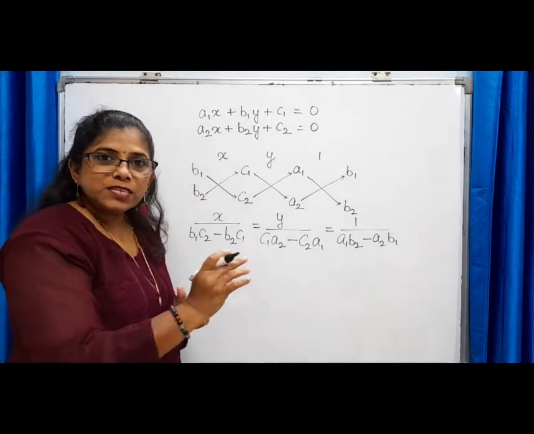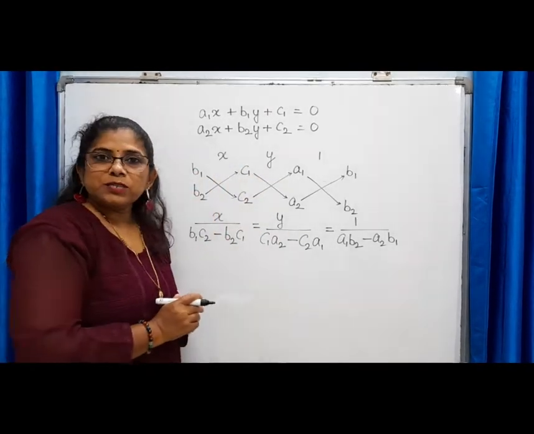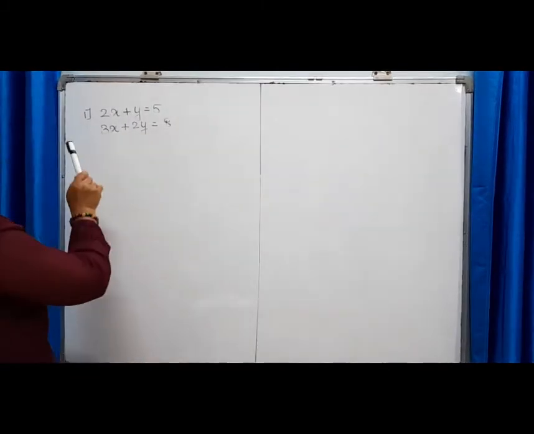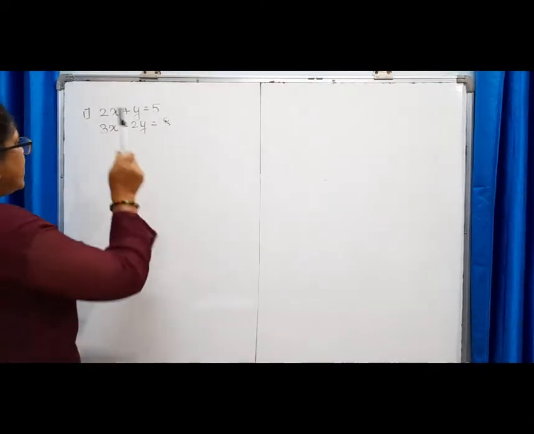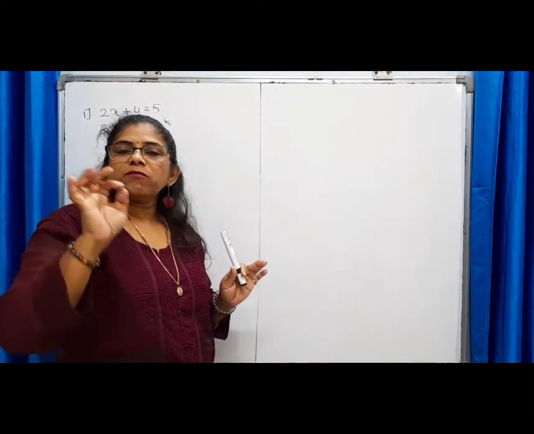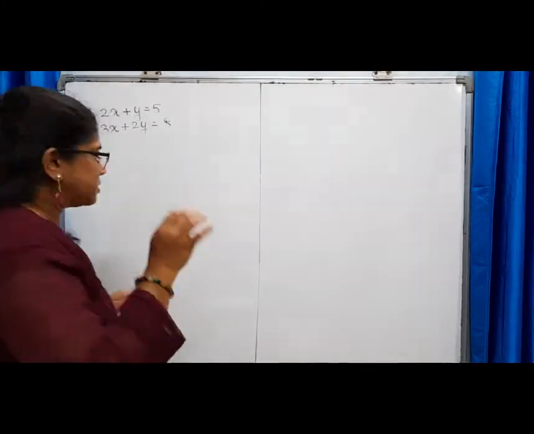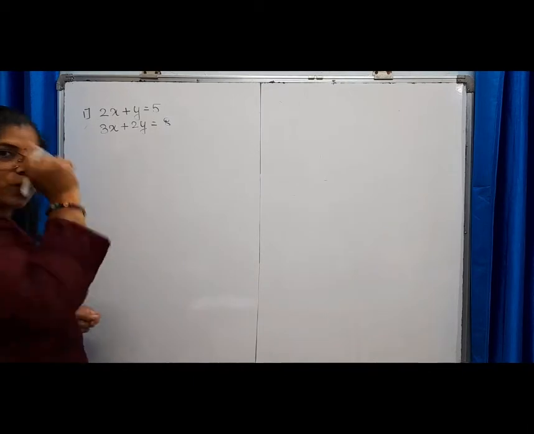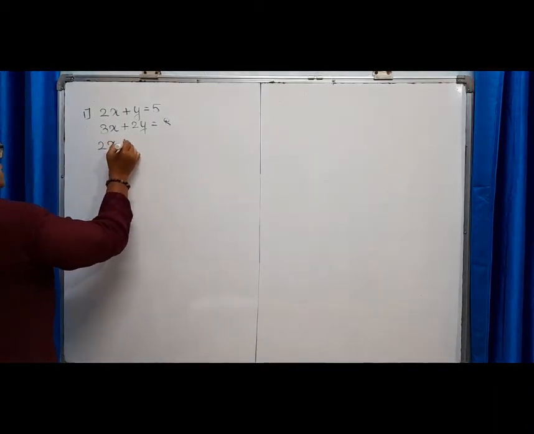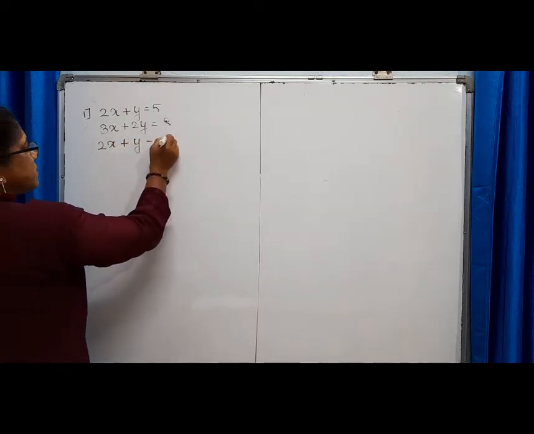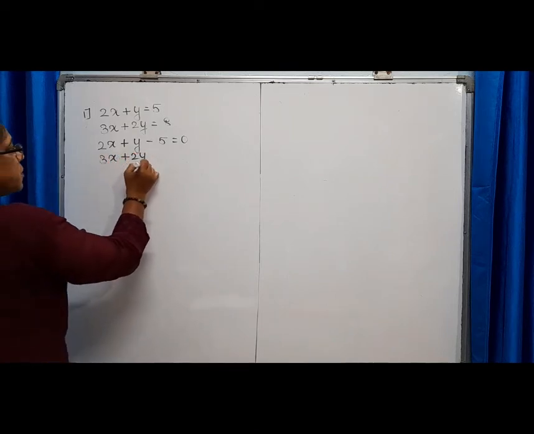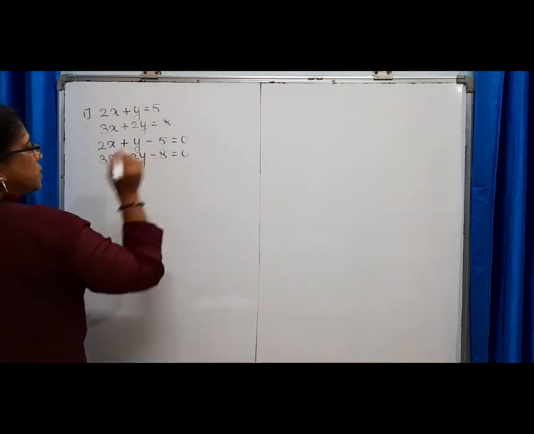Let's solve our first example based on this cross multiplication method. First example: 2x plus y is equal to 5 and 3x plus 2y is equal to 8. These are the two equations given to us and we have to solve these equations by cross multiplication method. First thing, we have to write this in general form. 2x plus y minus 5 is equal to 0. Second equation, 3x plus 2y minus 8 is equal to 0.